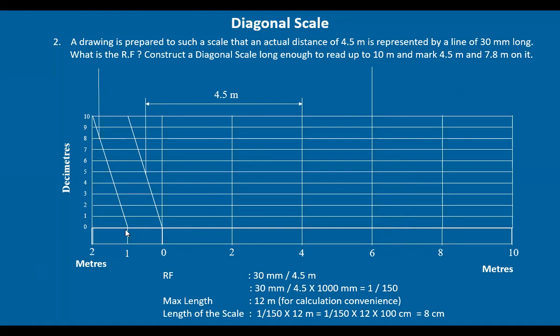This distance, what is that? Up to here, if you draw a vertical line, this distance up to this vertical line is 1 meter. From this vertical line, this is 0.8 meters. So from here, it is 1.8 meters. So draw this extension line, join these two and draw a dimension line, showing the length 7.8 meters.